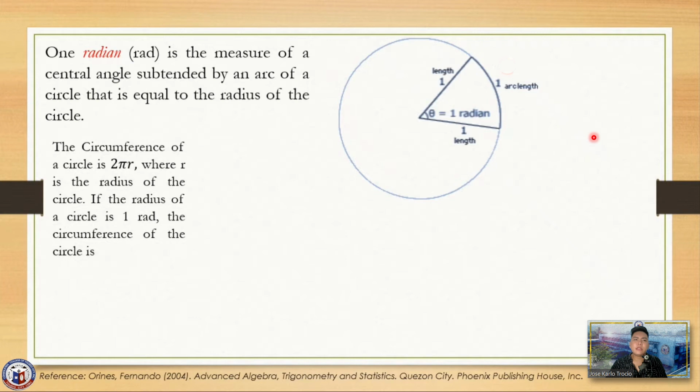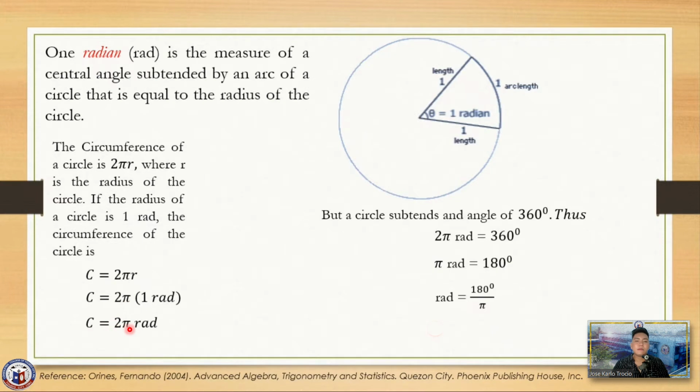Now, we know that the formula of the circumference of the circle is 2 pi r, where r is the radius of the circle. So if the radius of a circle is 1 rad, the circumference of a circle is like this. But we know the radius and 1 rad is just the same. So that becomes 2 pi rad. But a circle subtends an angle of 360 degrees. We know that it is only up to 360 degrees.